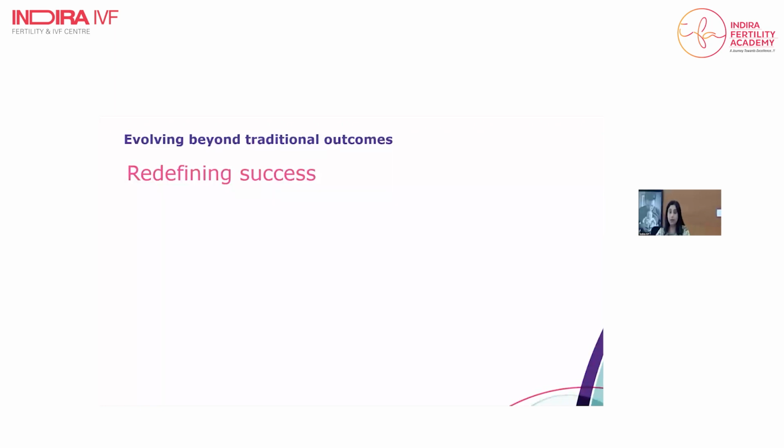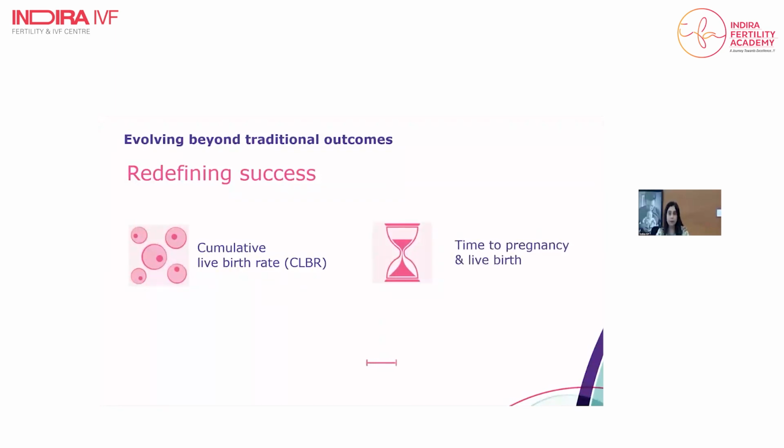So there have been significant improvements across all levels, which has allowed us to redefine success, not just with the traditional definition which I have referred to before, but also introducing success in terms of cumulative live birth rate and time to pregnancy. An efficient IVF cycle would be one that has a higher cumulative live birth rate. And what do we mean by cumulative live birth rate?